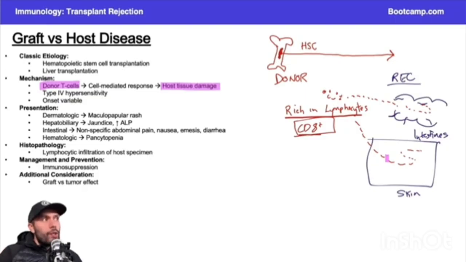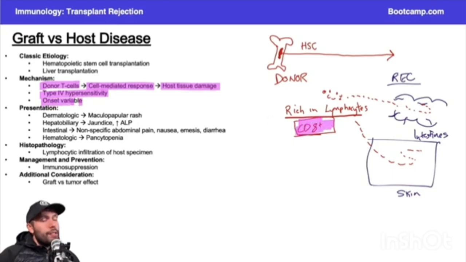In this situation, it's the graft that has the T cells in it that then come out and destroy the recipient's tissues. So this is going to be a cell-mediated response, because it's driven by the T cells, not the T cells of the recipient, but the T cells of the donor. Because of that, it's going to be a type 4 hypersensitivity reaction. We're primarily talking about CD8 positive T cells.